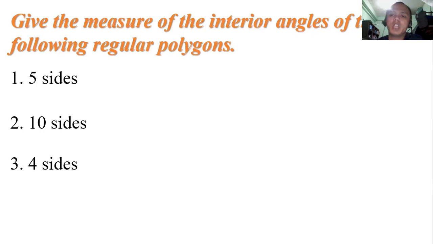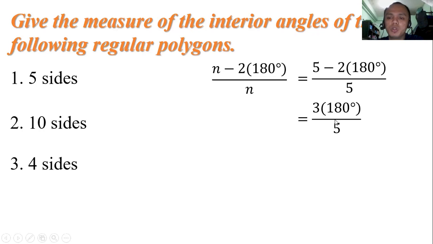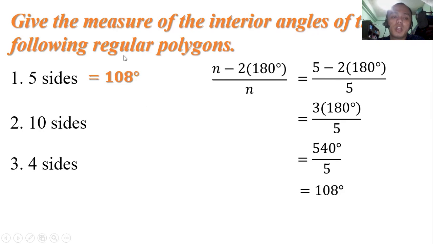Now, let's go to the exercise. Give the measure of the interior angles of the following regular polygons. Given here is the number of sides, and we will find the measure of each interior angle. For number one, 5 sides. Substitute n to 5. 5 minus 2, we have 3 times 180 degrees is equal to 540 divided by 5. That would be equal to 108 degrees. So each angle of a 5-sided polygon is 108 degrees.